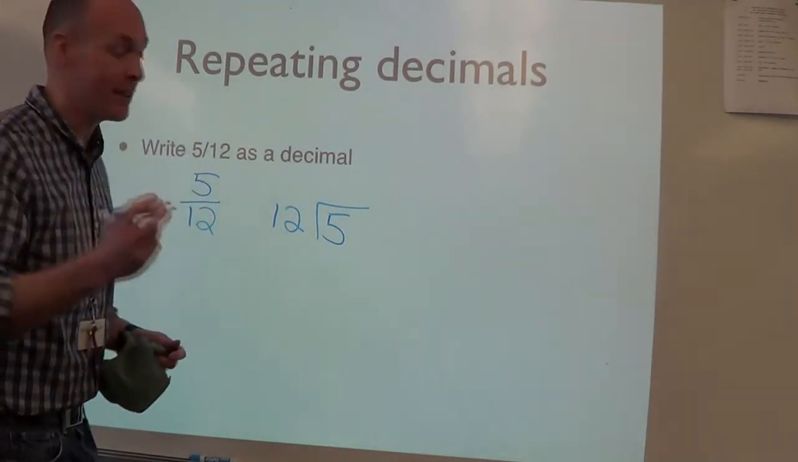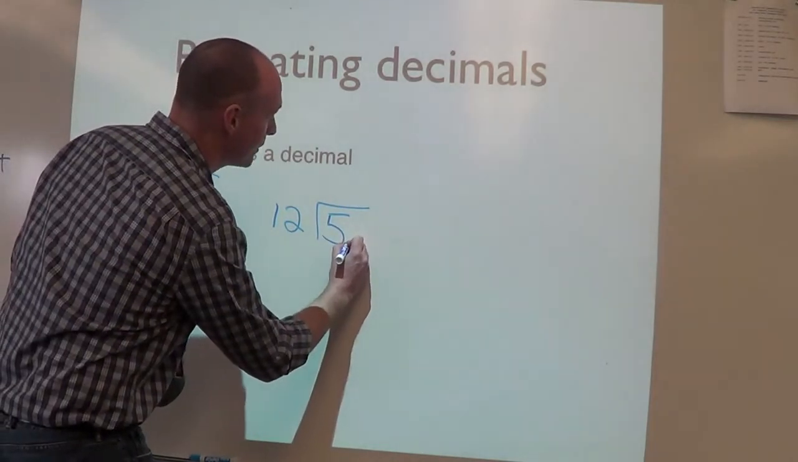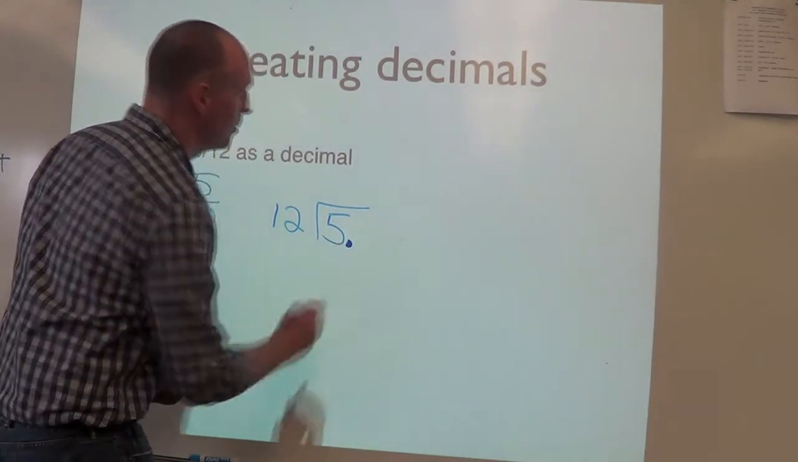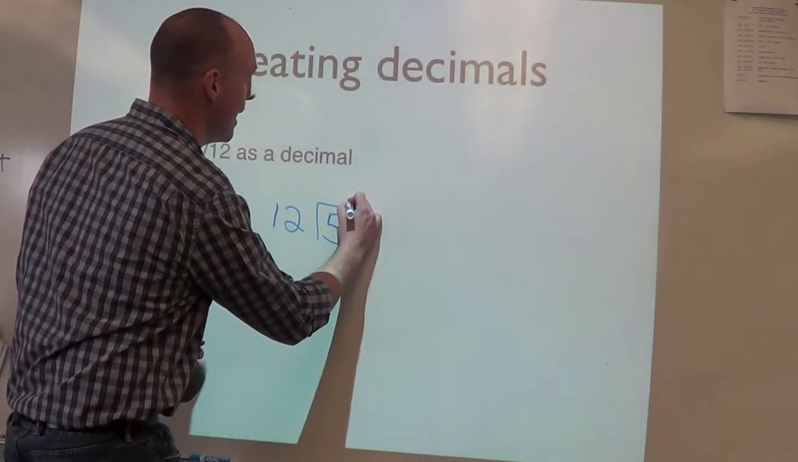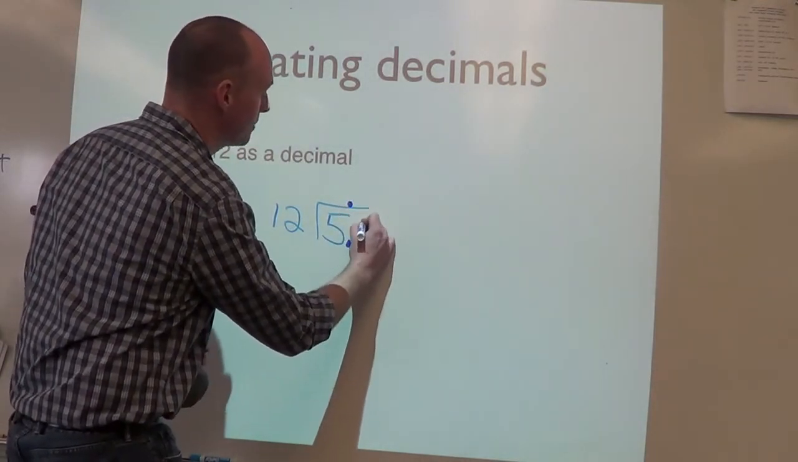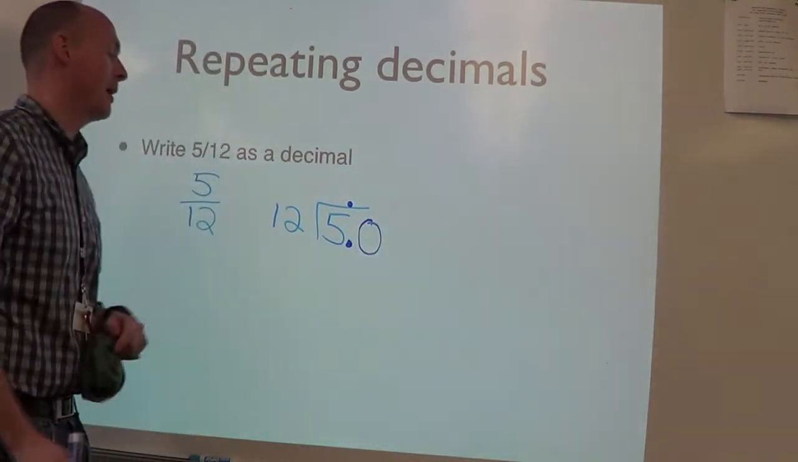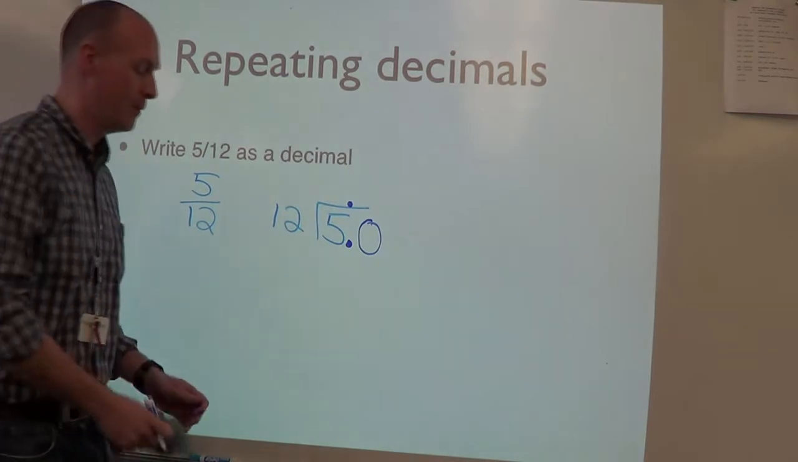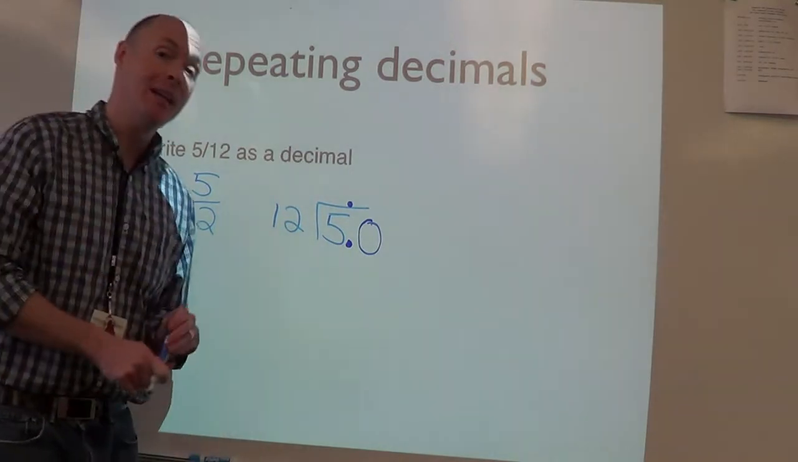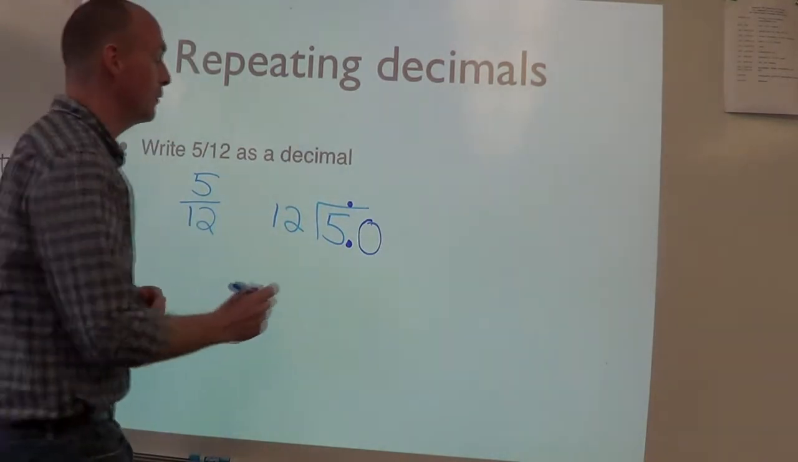But before we annex the 0, we have to remember to put that decimal point. And as soon as you put it there, I bring it right up top. Then I annex my 0. Now that looks a little bit better. 12 goes into 50. How many times can 12 go into 50? Well, it doesn't exactly go in evenly, but the closest is 4.